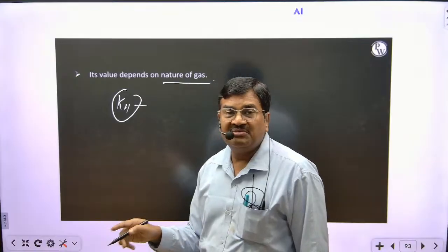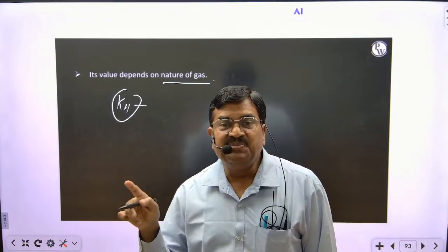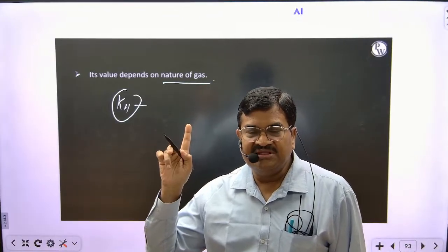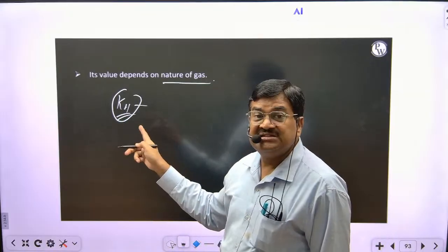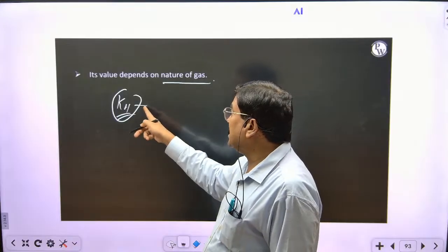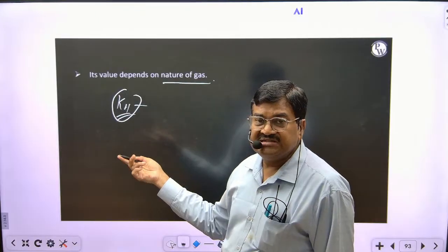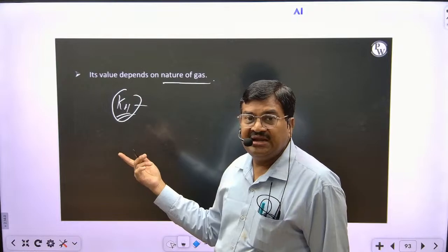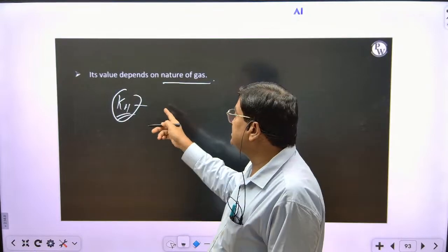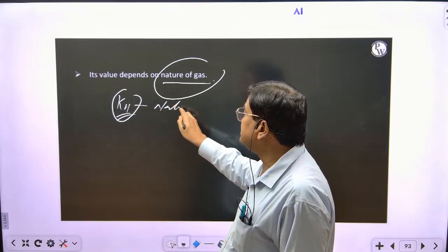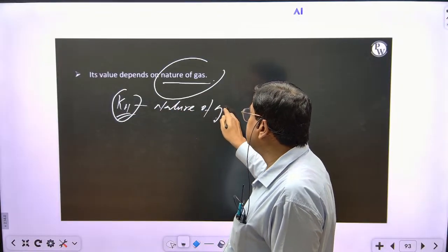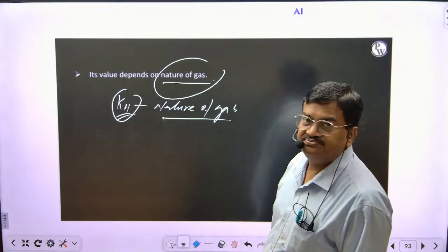Just like you remember KSP, the solubility product, that we learnt in 11th class, every gas will have its own characteristic KH. That means the KH value depends on the nature of the gas. It may be carbon dioxide, nitrogen, helium. It depends from gas to gas; the KH value will vary.